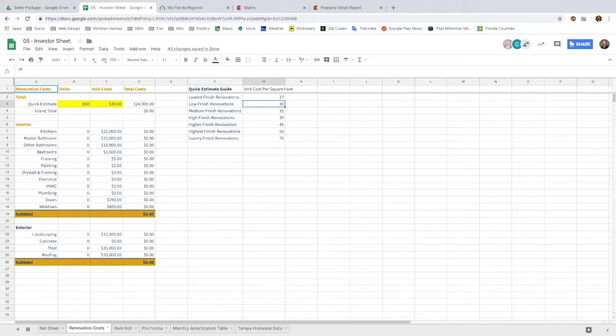And so this is just a good understanding of look, if we wanted just the dirt cheap lowest possible thing, we'll know it's about $27 a square foot. If you want something that's really inexpensive but a little bit better than the least expensive item, then we're going to go about $30 a square foot.